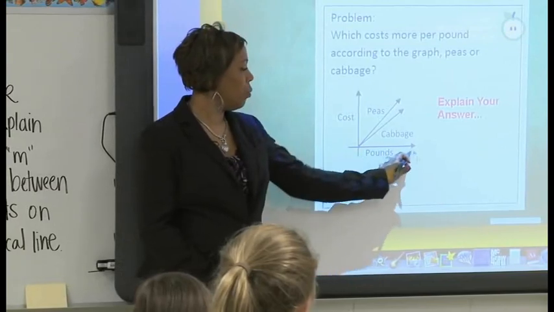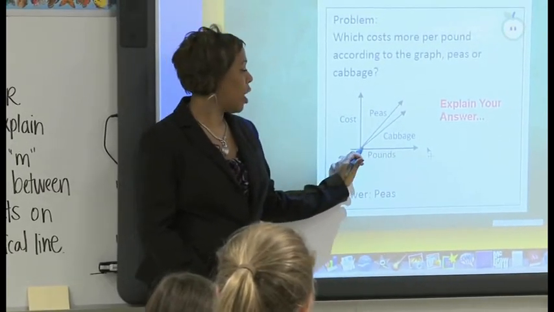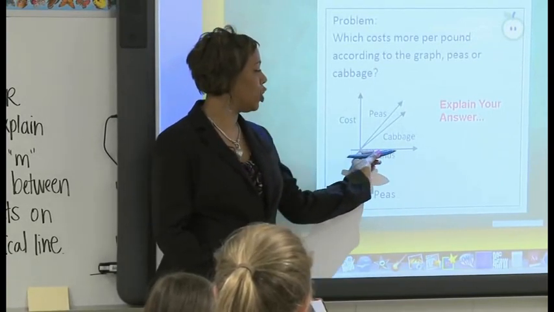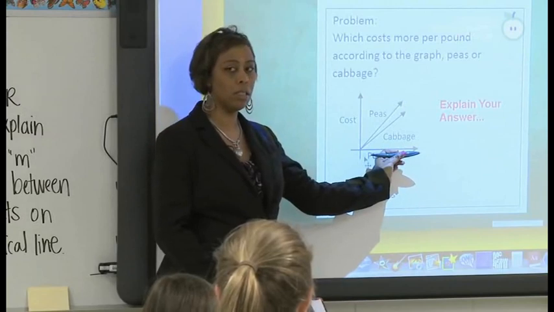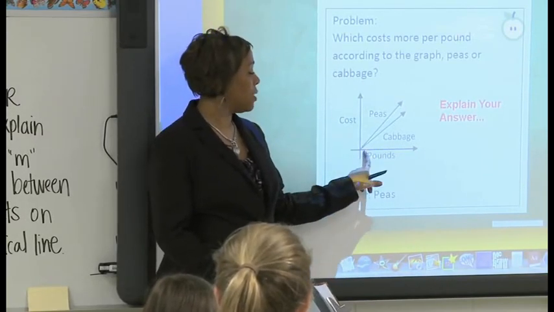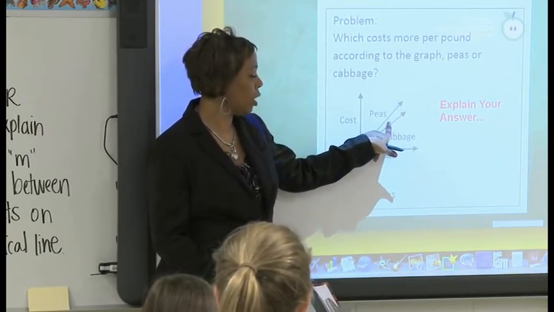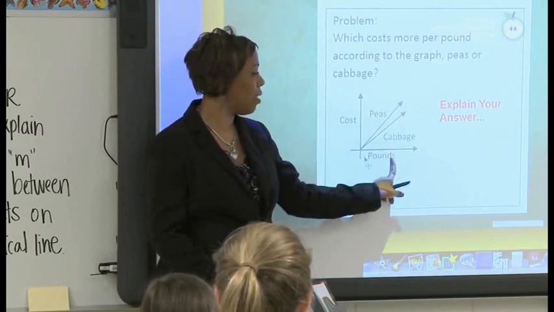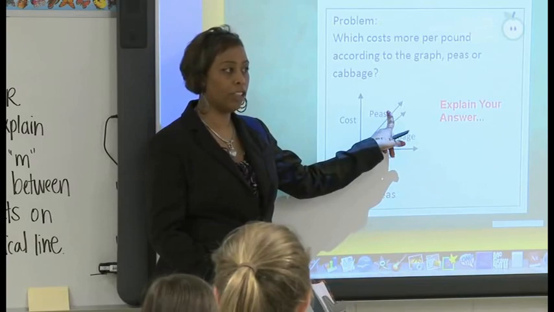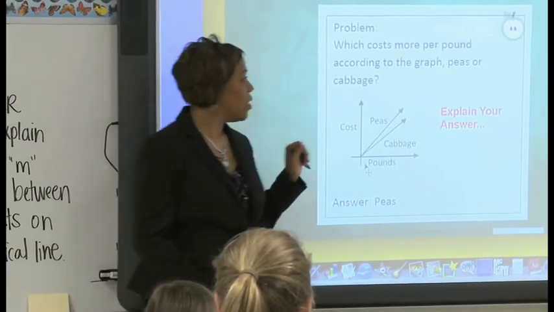Because here, what axis is this? The x-axis. So the x-axis is talking about pounds. As pounds increase, what's happening to the cost? It's also increasing on both of these, which means if the pounds and the cost for the cabbage is here, at that same poundage, the cost for the peas is what? Higher. It's going to be higher. Okay. Everybody understand that? Okay.